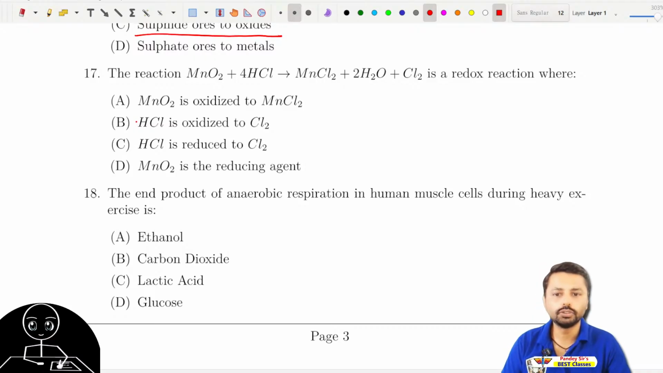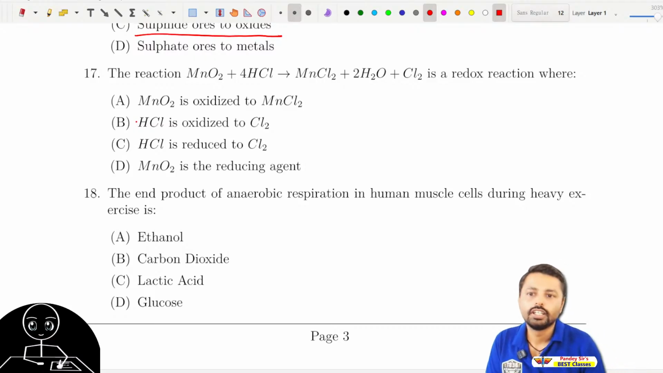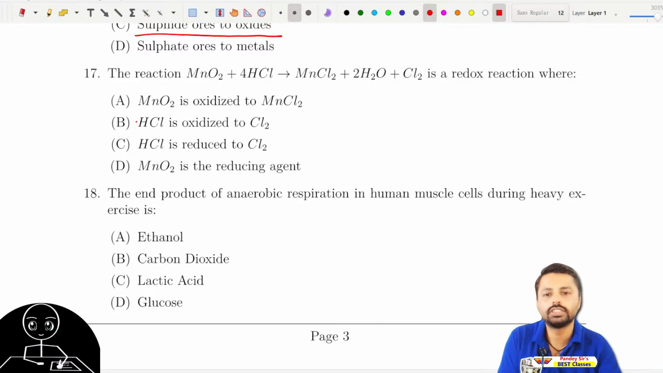So let's do this one. The reaction MnO2 plus 4HCl. So it is the redox reaction where? Now which one is giving oxygen and which one is giving hydrogen? So MnO2 is oxidized? No, wrong. HCl is oxidized to Cl2? Correct. HCl is reduced to Cl2? Wrong. MnO2 is reducing agent? Wrong. Only C is correct.